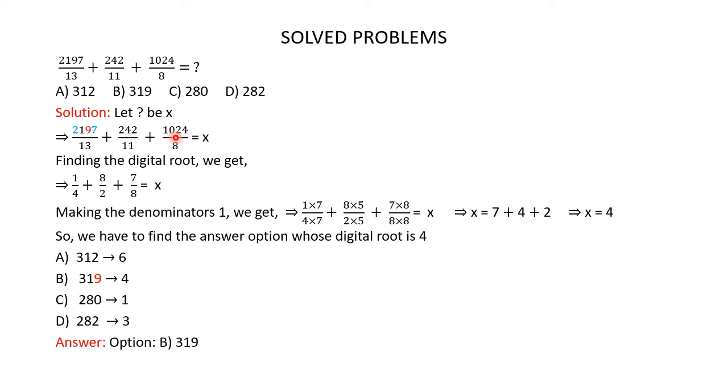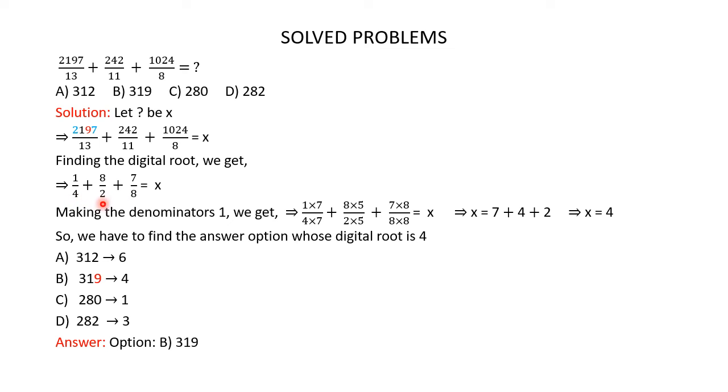1 plus 0 is 1. 1 plus 2 is 3. 3 plus 4 is 7. So 7 is the digital root of the numerator in this fraction. And you have 8 as the digital root of the denominator here. So now you have 1 by 4 plus 8 by 2 plus 7 by 8 is equal to x.